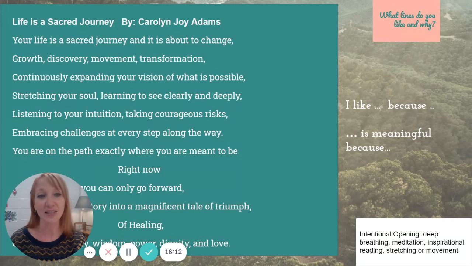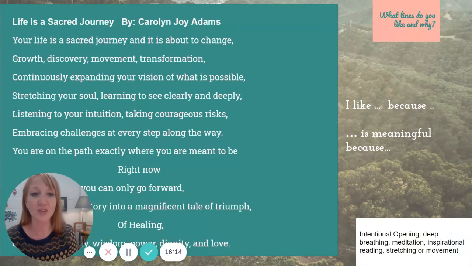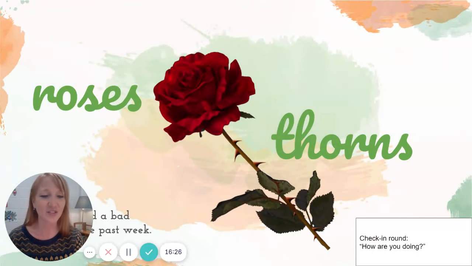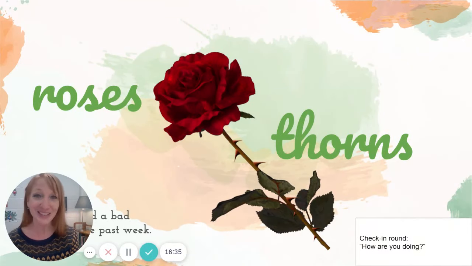And then there are the sentence stems where each student would then choose a line or lines that they appreciate and explain why it's meaningful to them. So this would be the intentional opening of the circle. Next, this is just my tradition. We talk about roses and thorns, but this is the check-in round to just find out from students, how are you doing? So here with roses and thorns, we would say, what was a rose and a thorn over the past week or two? Meaning, tell us something good that happened and tell us something not so good that happened.